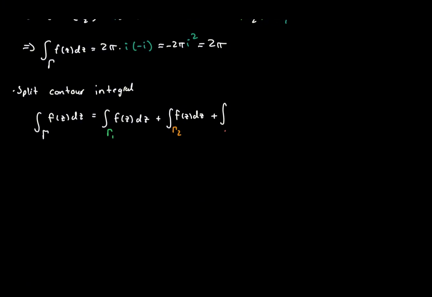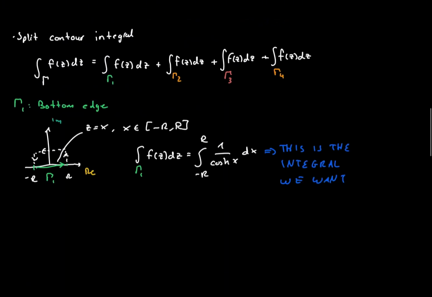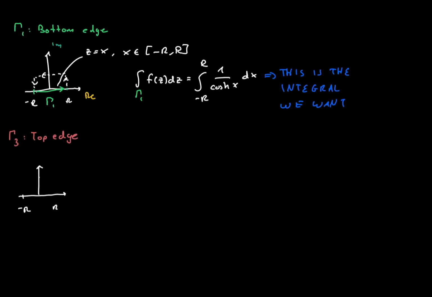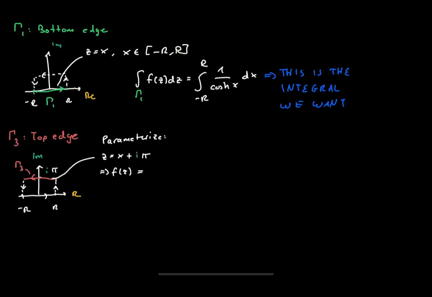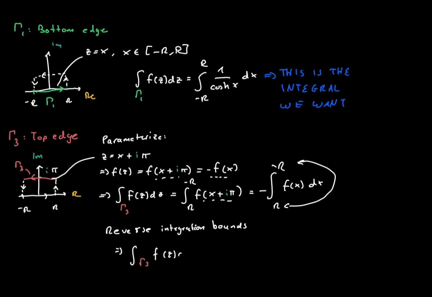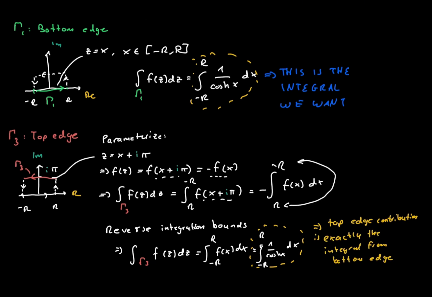Now we split the contour into 4 parts. The bottom edge is exactly our desired integral. Now comes the beautiful trick. On the top edge, we replace z by x plus i pi. Using the shift identity, we get f of x plus i pi equals minus f of x. But the top edge is traversed backwards, so the two minus signs cancel. And the top edge becomes exactly the same integral as the bottom edge. This is the central idea of the whole computation.